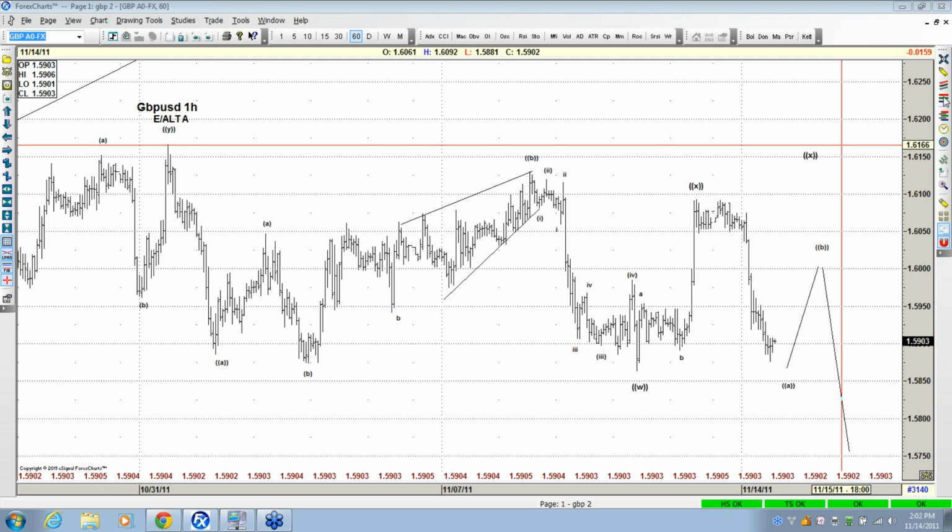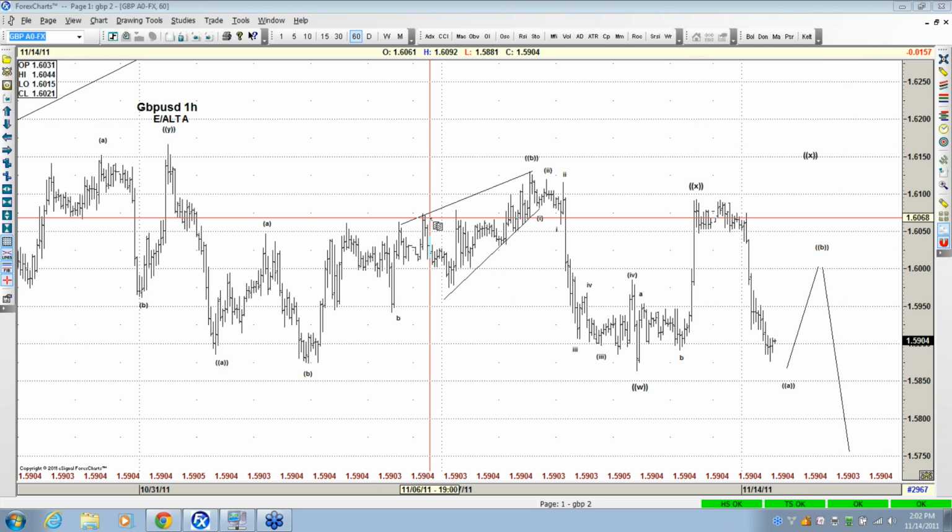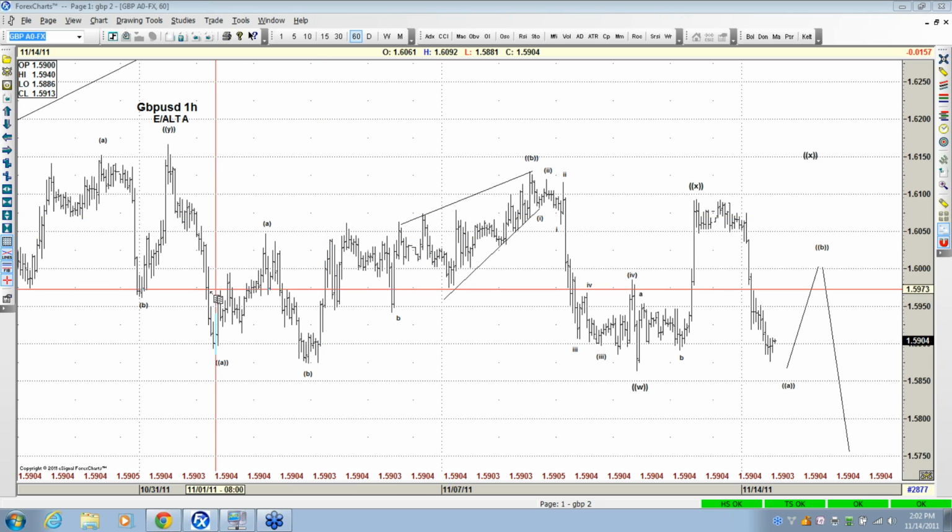Any other pair, guys? And I'm sorry, guys, we're having a lot of issues with computers. Should be fine at the end of the day.